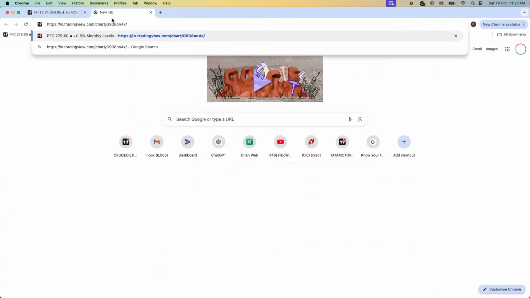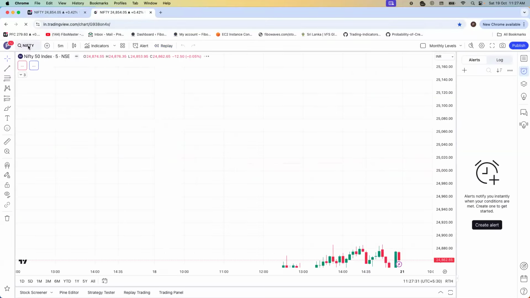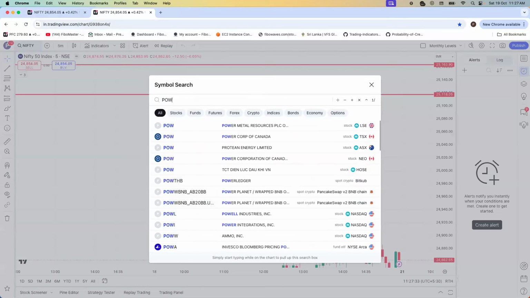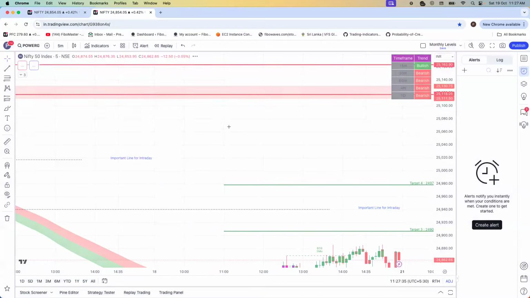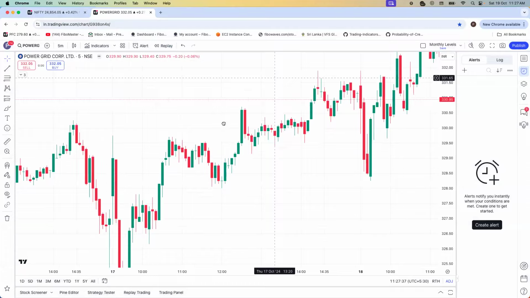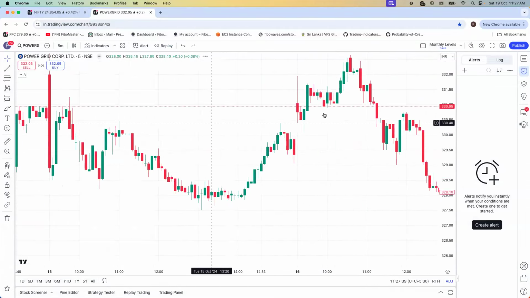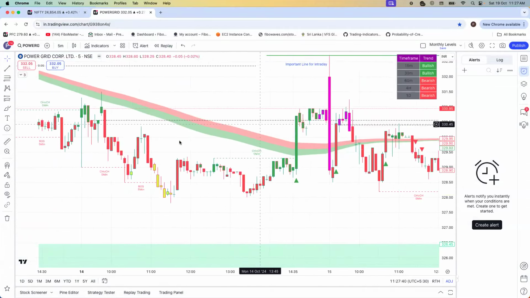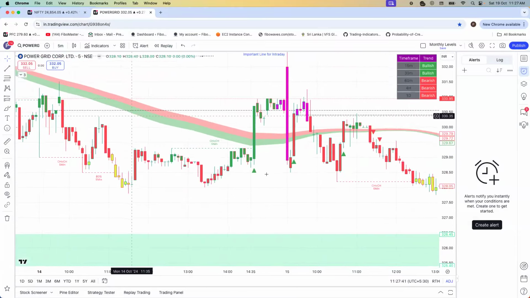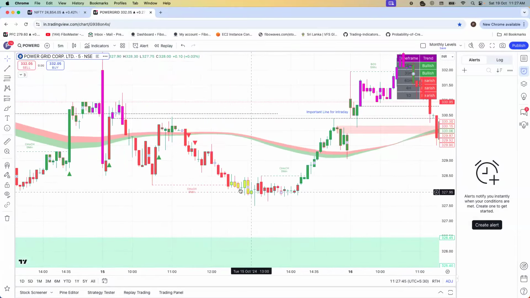So let me take another one. Any script that you want? Power Grid, can you take up, sir? Power Grid on the 15th of October. Okay, I'll take Power Grid. The 12:15 candle. Okay, you find this, correct? Where is the 12:15 candle? 5 minutes, right? Yes, sir. 5 minutes.